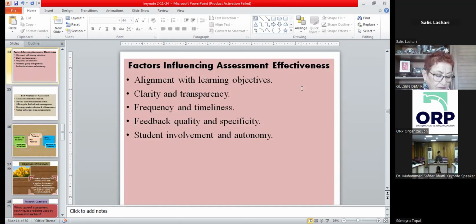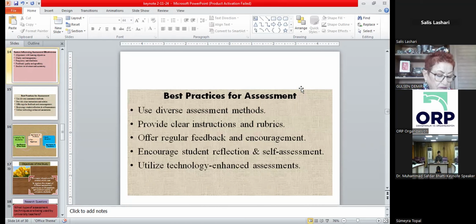These are some factors which are going to influence the assessment: alignment with the learning objectives, clarity and transparency, frequency and timeliness, feedback quality and specificity, and student involvement and autonomy.